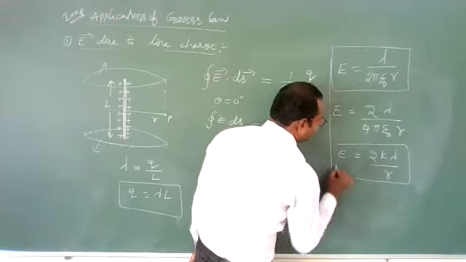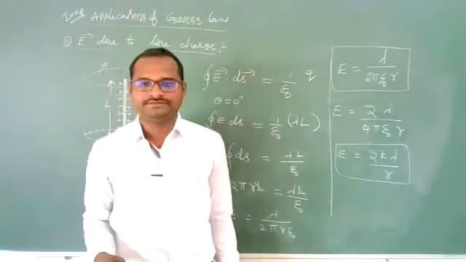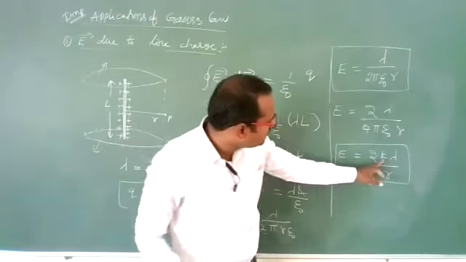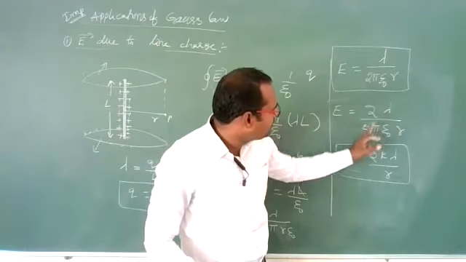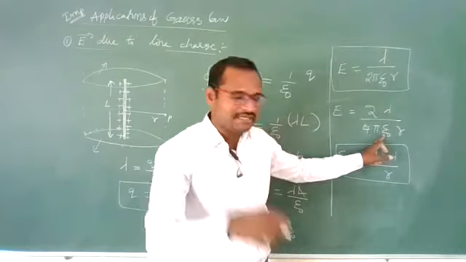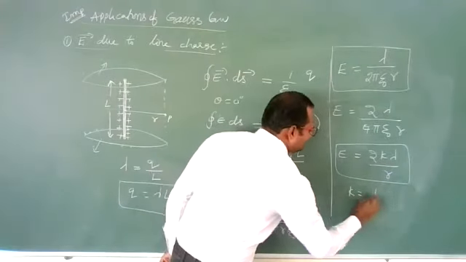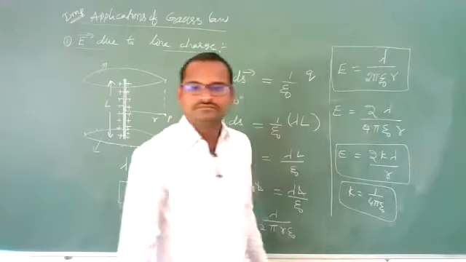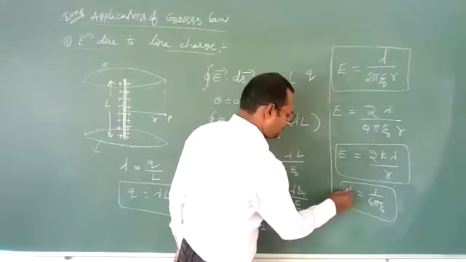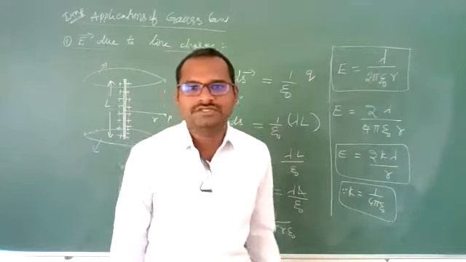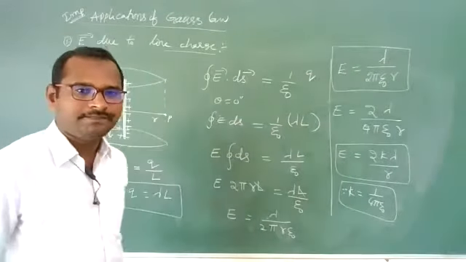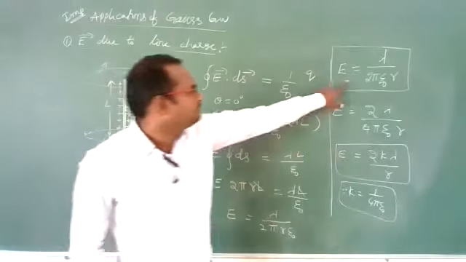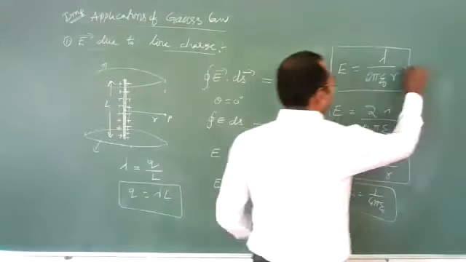If you remember this, it will be good for you, a short formula. Why am I writing k here? Because 1 divided by 4 pi epsilon naught is k. Clear, students? See, in a very simple manner we got the derivation. This is the main derivation, and you can remember this also.